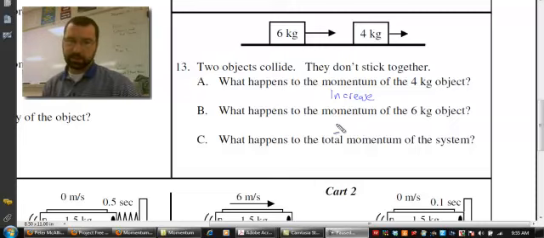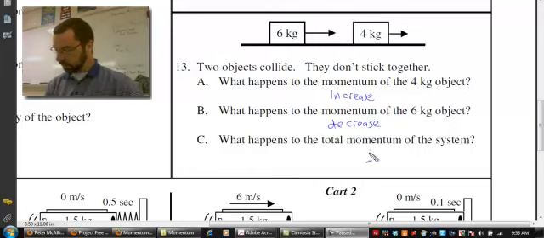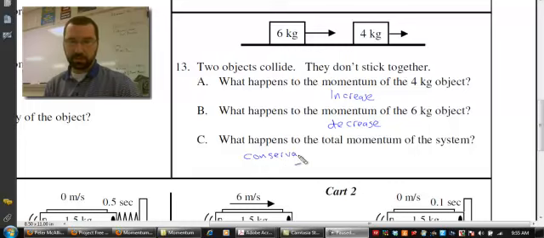Okay, what happens to the momentum of the 6 kilogram object? That would be the opposite. If one increases and we have to conserve momentum, the other one has to decrease. And what happens to the total momentum of the system? Once again, it has to be conserved because that's the law of conservation of momentum. So we can say it's conserved, aka it stays the same.